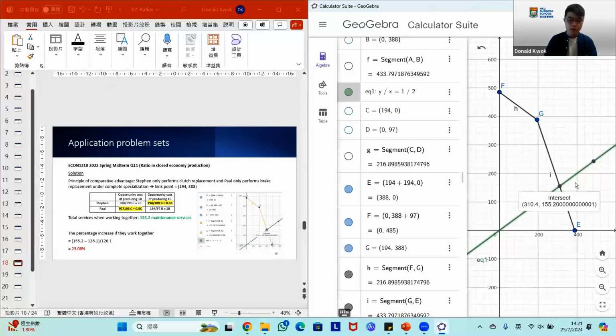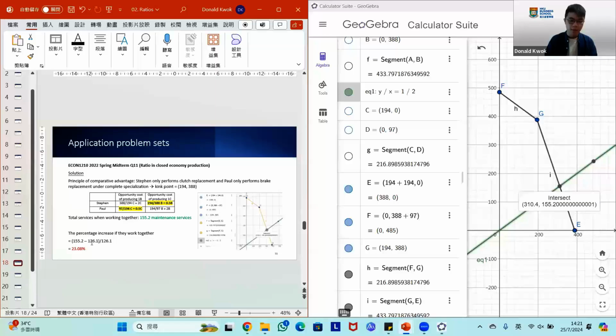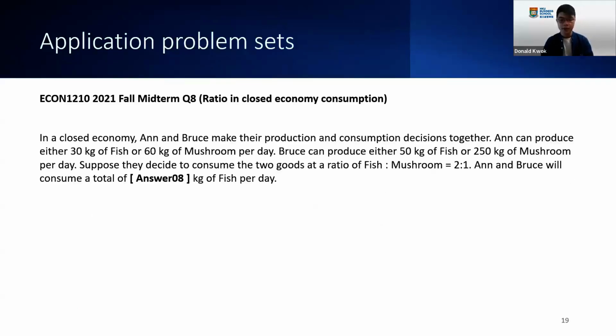So to find the percentage increase if they work together, nothing special. It will be the new minus old divided by old. The so-called new is 155.2, while the so-called old will be the number that they can perform if they work separately, 126.1, as found in question 10. So after some simple calculation, you should be able to find out that the percentage increase is 23.08%. All right, so this is for the first problem in the past exam. And yeah, we'll move on to the next one.